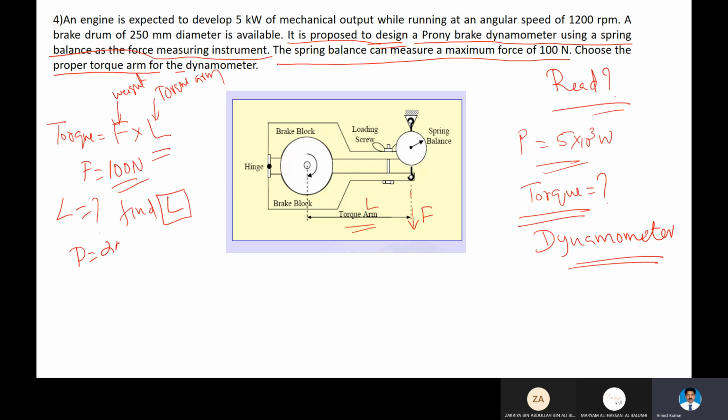We know that power equals 2 pi N T by 60. So the power transmitted by the dynamometer is 5 times 10 to the power 3 equals 2 pi times N. N is the speed. How much is the speed? 1200 RPM, times T, divided by 60.